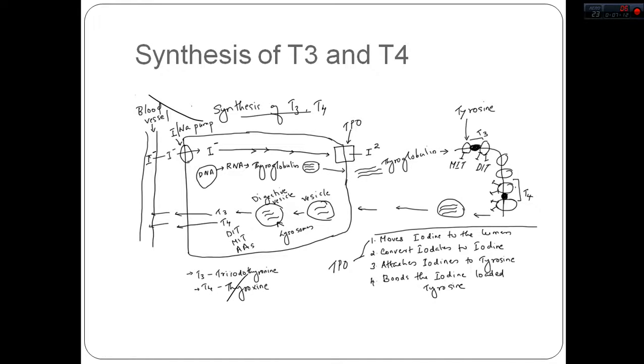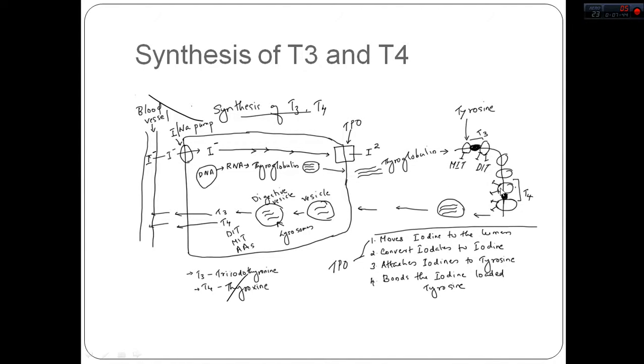And now the next process is, if the iodine-loaded tyrosine molecules are sitting next to each other, this will undergo a process called coupling. And this coupling is also influenced by the TPO. Now here, one MIT and another DIT sitting close by, and the TPO will enhance the coupling of these two. So what happens is it forms something called T3, otherwise triiodothyronine.